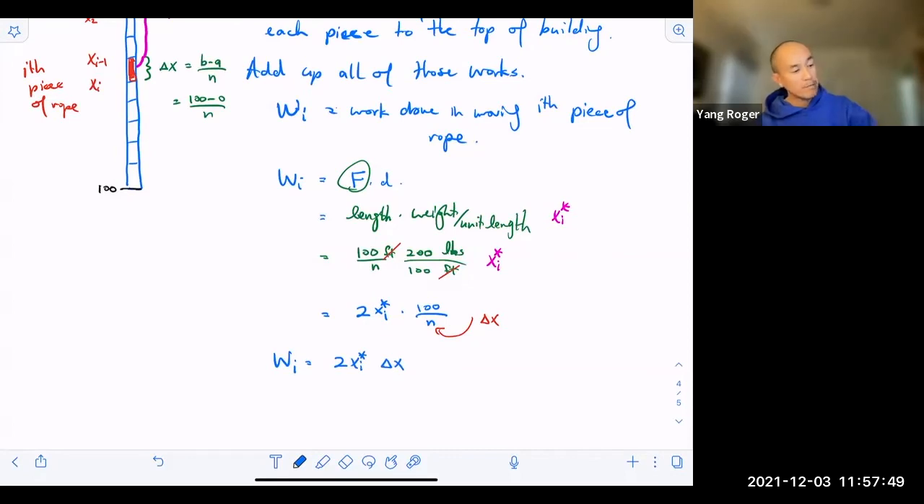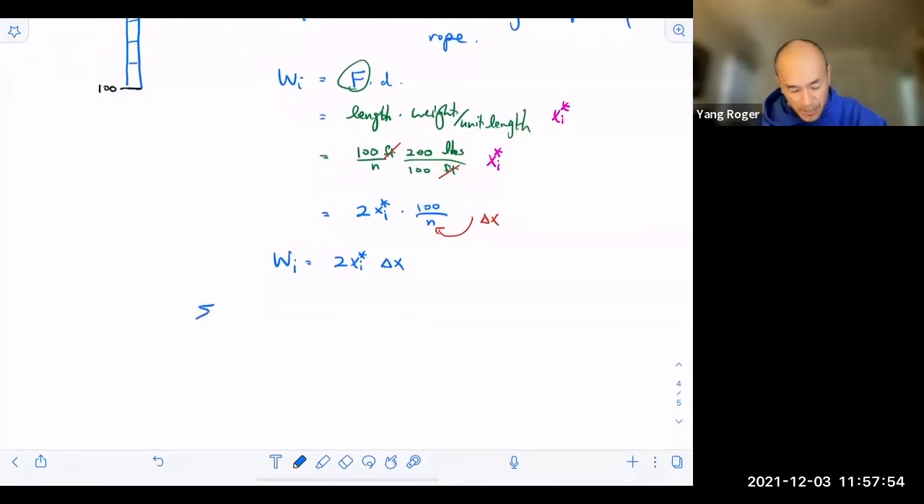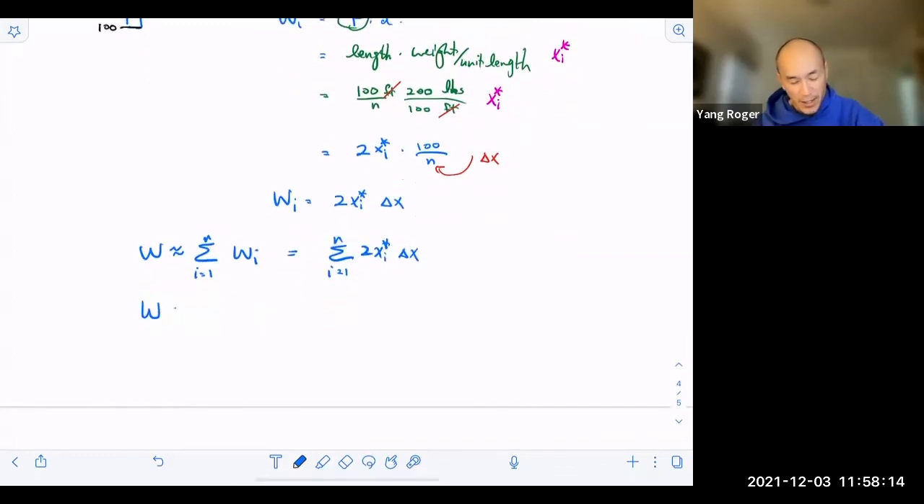Now, oh shoot, I'm going to run out of time. I'm just going to wrap this up real quick, sorry. So the amount of work is approximately equal to the amount of work done in each of those n pieces, which in this case is the summation as i goes from 1 to n of 2 times xi star times delta x. I know that the actual amount of work done is going to be the limit as I let the number of pieces go to infinity.